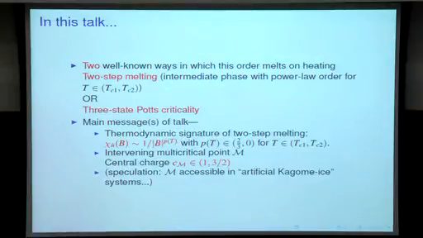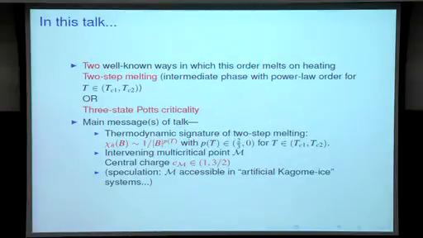One is conventionally called 2-step melting, and it's 2-step simply because you go from long-range order to power law order at the same wave vector, to a paramagnet. So that's the 2 steps. That's one way this can happen. And the other way that's known in the literature is what's called 3-state Potts criticality, where you lose this 3-sublattice order parameter via a transition that's in the universality class of the 3-state Potts model in 2 dimensions. So these are the 2 well-known ways in which this is known to proceed.